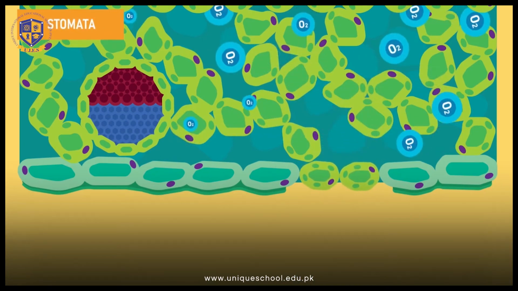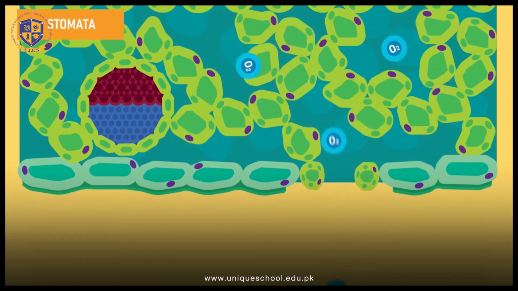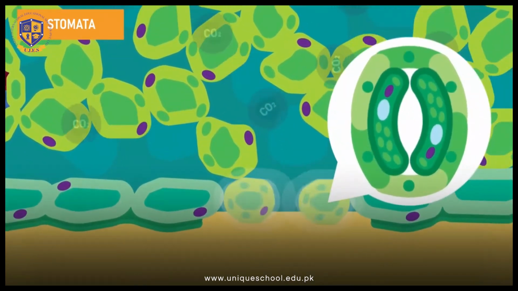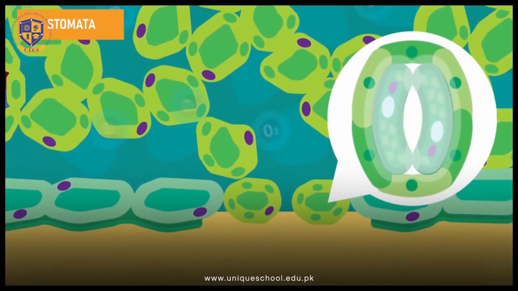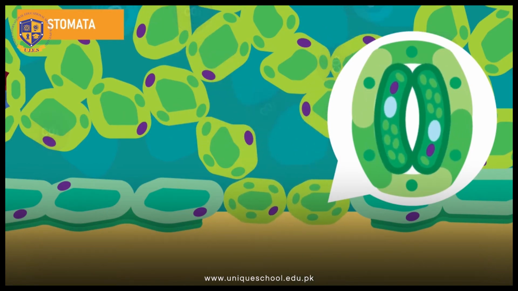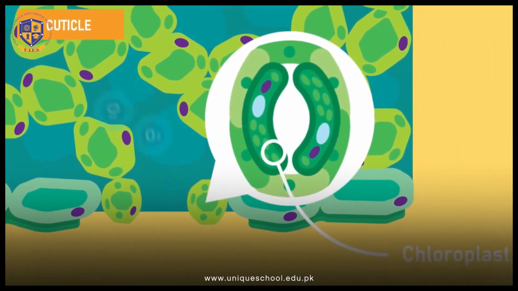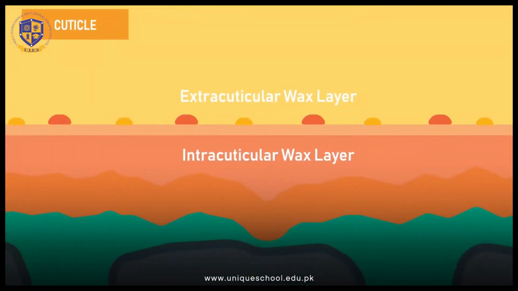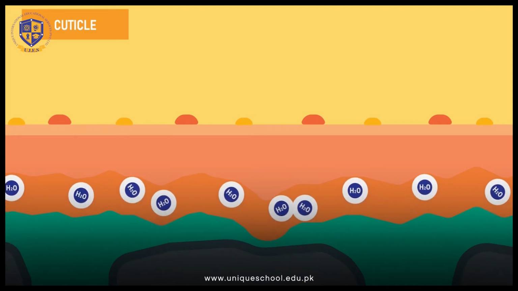Stomata. Stomata are the openings which allow for this exchange of gases. There are two guard cells located on either side of stomata to regulate its opening and closing. The guard cells are the only cells in the epidermis layer which contain the chloroplast. Cuticle. Cuticle is a waxy layer which covers the surface of a leaf. The waxy layer reduces the water loss from leaf surface.